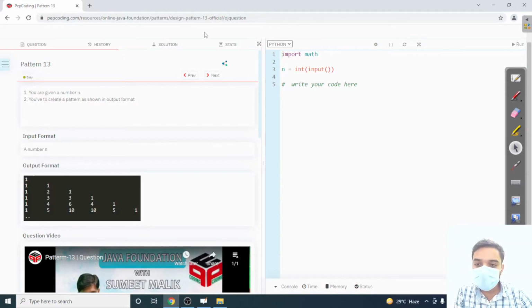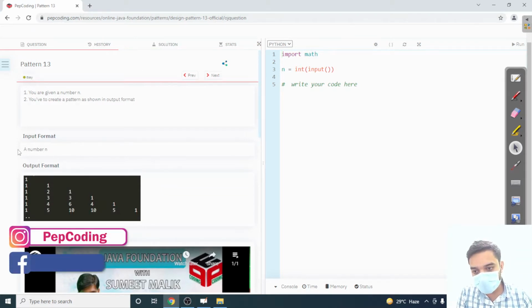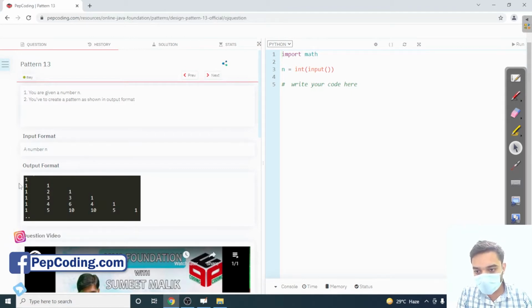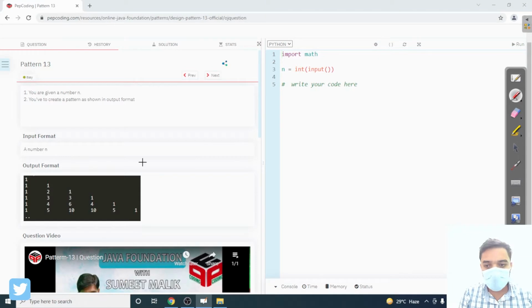In today's lecture, we are going to solve the problem of pattern number 13. Here we have been given this pattern and an input n. We have to print this kind of pattern. What if I say you have to print only stars instead of these numbers? This is easy for us, so firstly let's do that, and after that we'll think about the numbers.